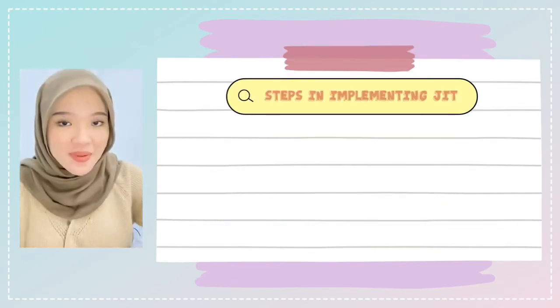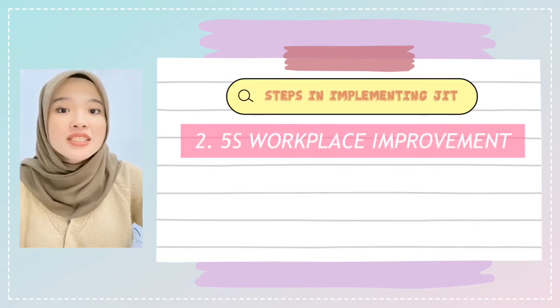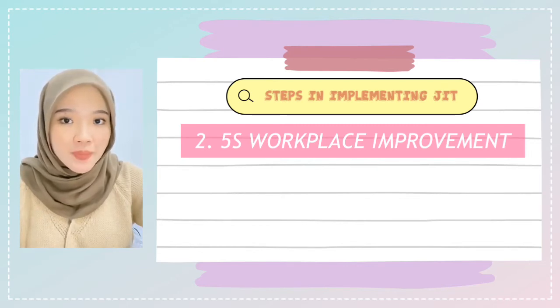The second step is 5S for workplace improvement. In this step, the organization needs to implement the 5S method, which I'm pretty sure that most of us have already learned before.